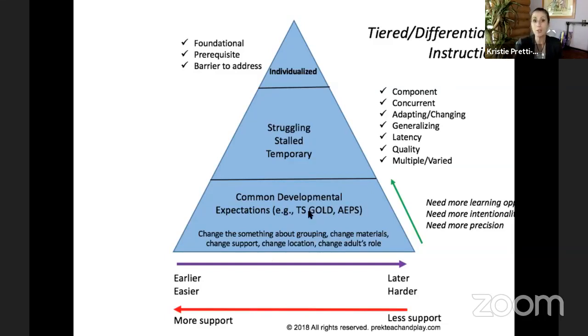So TS Gold is Teaching Strategies Gold. AEPS is the Assessment, Evaluation, and Programming System. In early childhood, in preschool in particular, we have curriculum-based assessments that often give us scope and sequence. You have milestones, you have state standards, and you certainly have IEP goals. But IEP goals have to be up here somewhere.